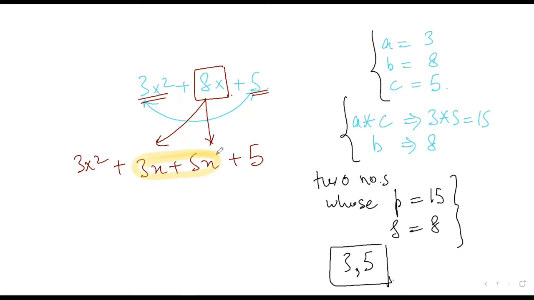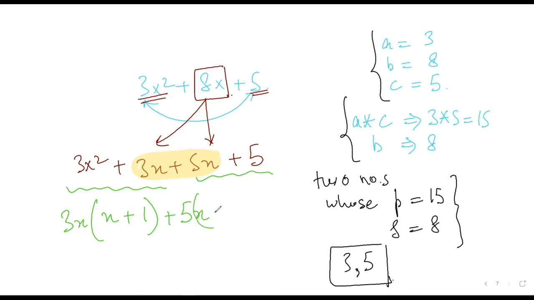Again and again, we will be following the same algorithm. So, I will take 3x as a common factor from here. I am left with x plus 1. Again, I will take a common factor from here. If I am on the right track, then this factor and this factor would always be the same. Mr. Sarthak, are we clear till here?